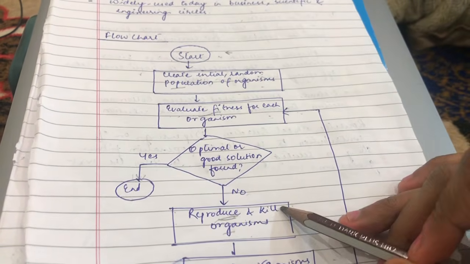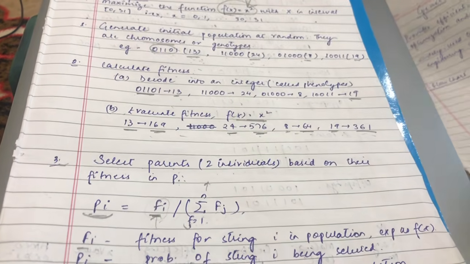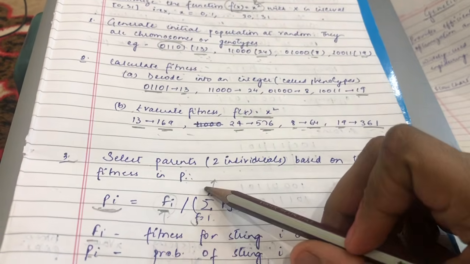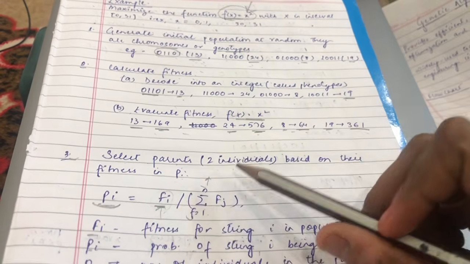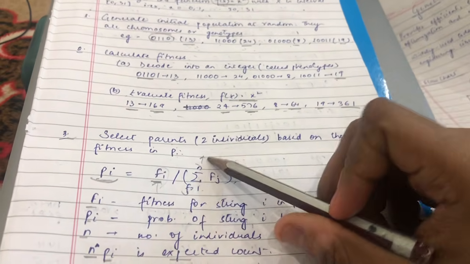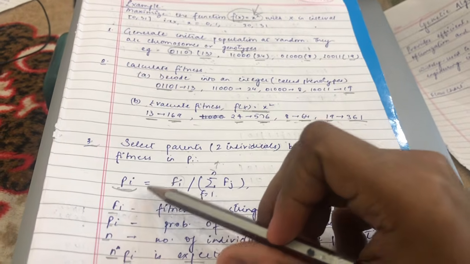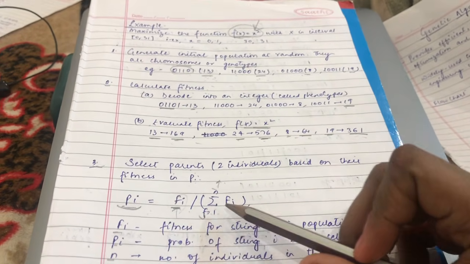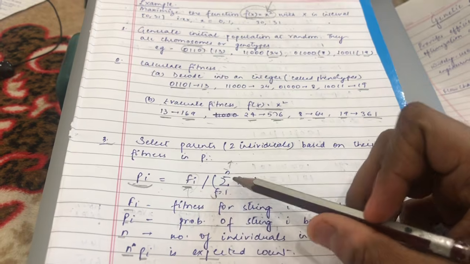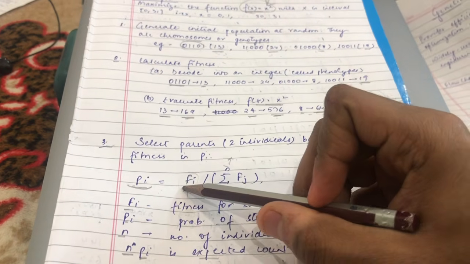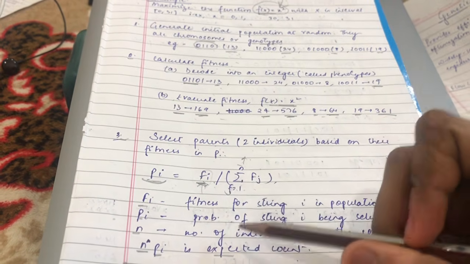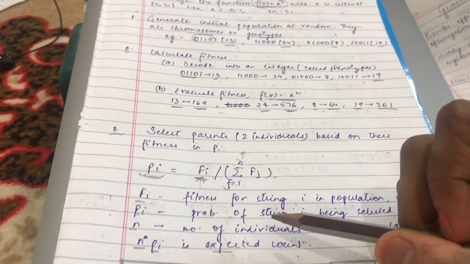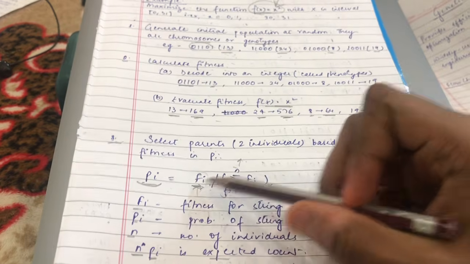Then we will reproduce and kill organisms. So we'll select the parents. Now we apply the selection operator. Out of all this initial random population, we'll select the parents based on their fitness in P of i. The formula is P_i = f_i divided by the sum of f_j, for j equal to 1 to n. We'll take the fitness of that string and then the sum of the fitness of all the other organisms, and then we divide these two values.